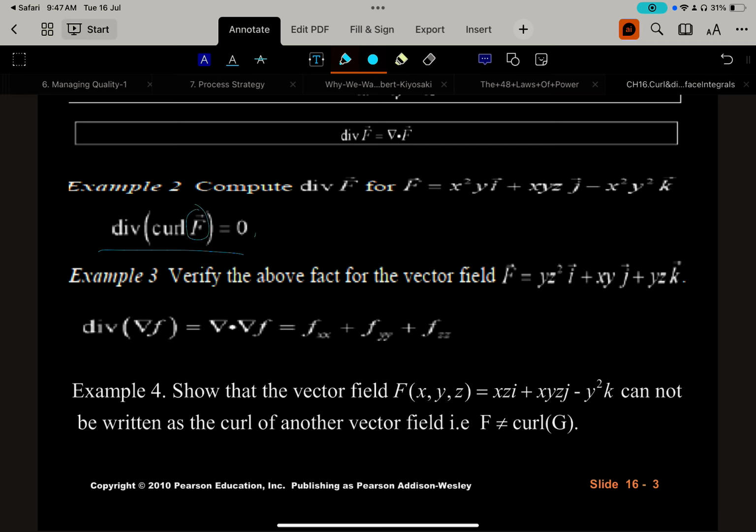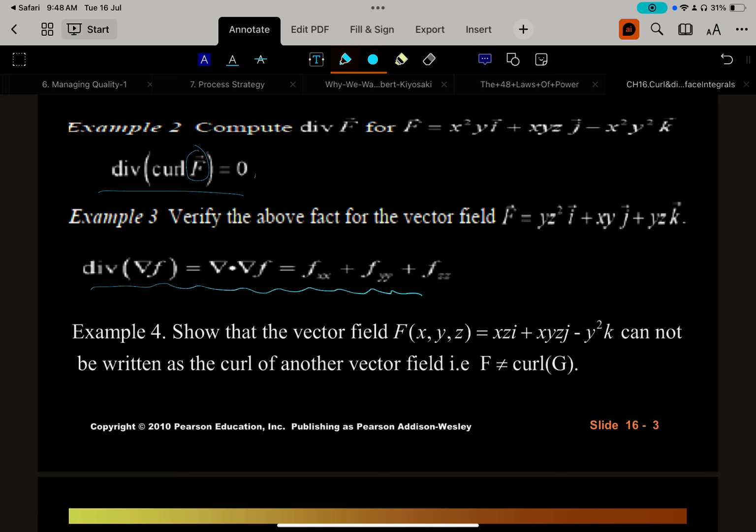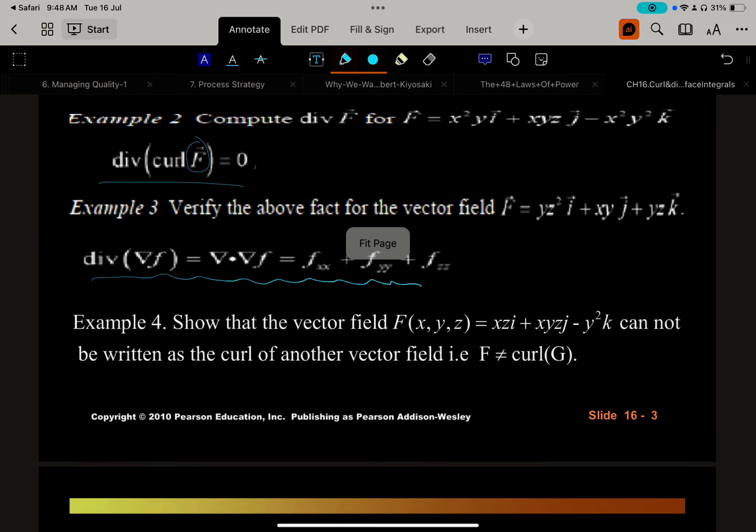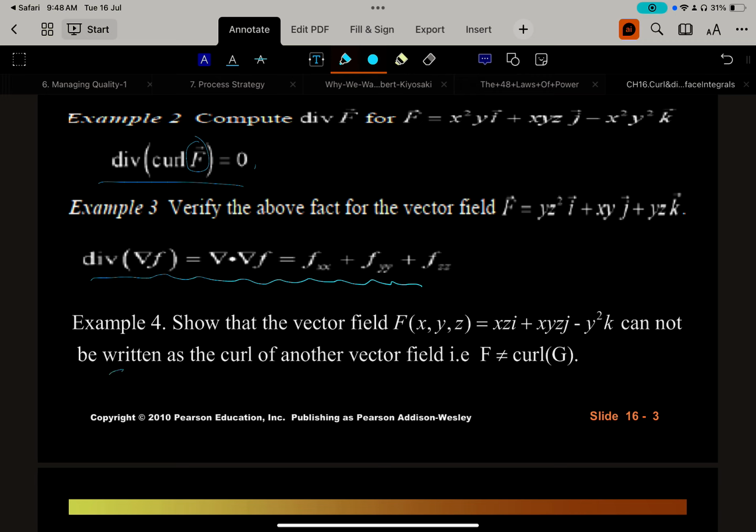So the divergence of a curl of the function is just going to be 0. Example 3: verify the above fact for the vector field f equals yz squared plus xy plus yz. The divergence, which is the gradient dotted with f, is f_x, f_y, f_z. Then we have shown that the vector field f cannot be written as the curl of another vector field, so f cannot be written as the curl of G.